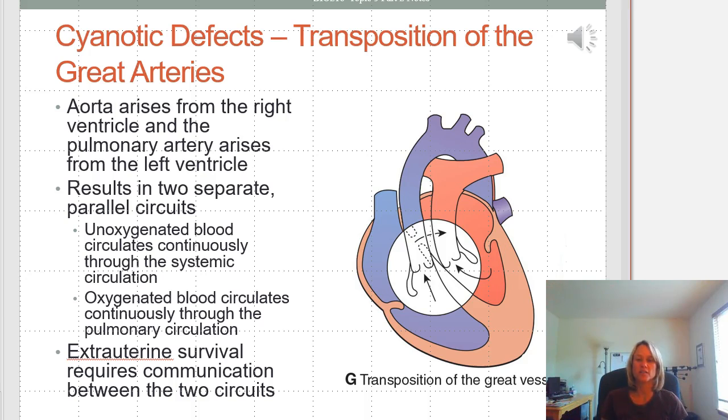We're going to have unoxygenated blood that continuously circulates the systemic circulation, and oxygenated blood that circulates continuously through the pulmonary circulation. Now, in order to survive outside of the uterus, this is going to require some communication between these circuits. Look at that in some of these diagrams coming up.